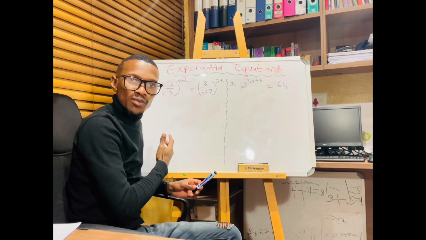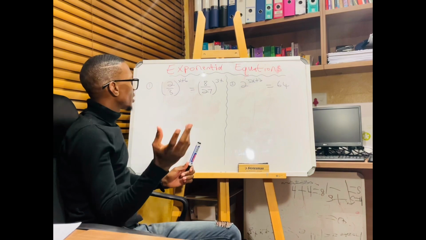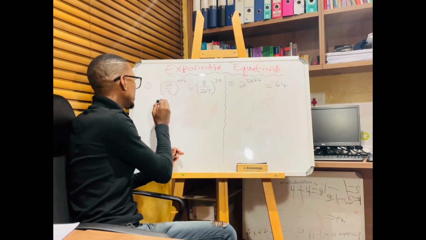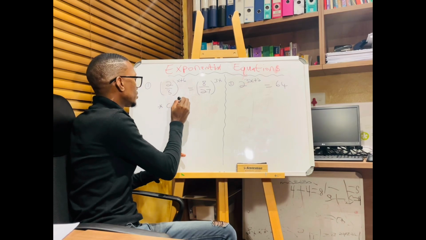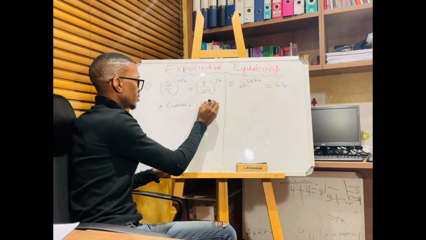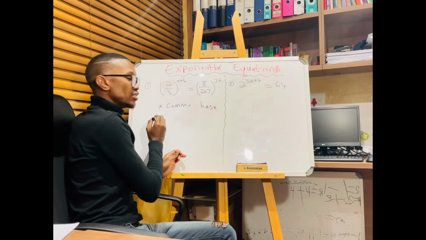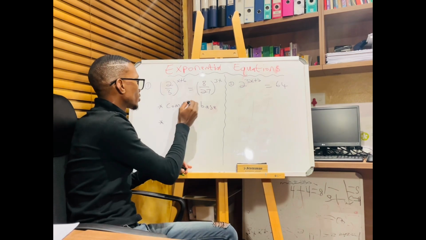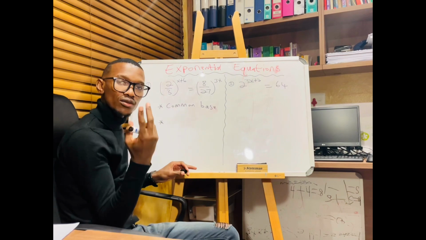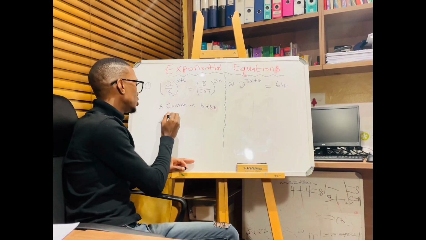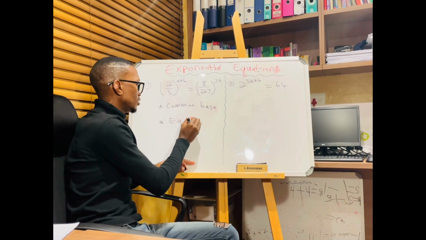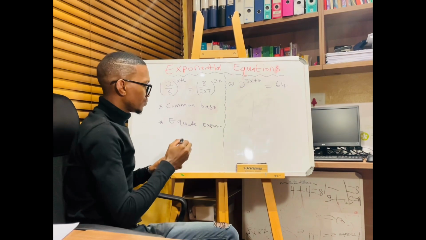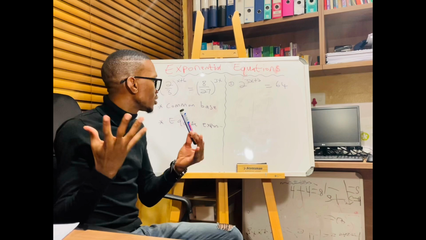How am I going to do this problem with you, guys? Check what I'm going to do. The first step that you need to do is to find the common base. Step 2, you must equate exponents. That is the goal. So how am I going to do that?